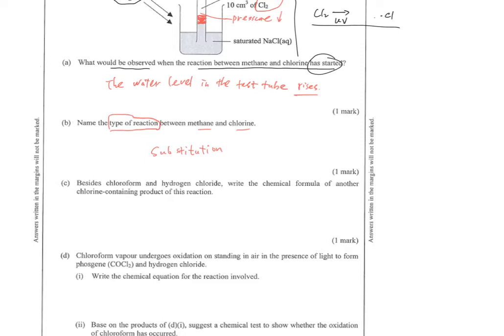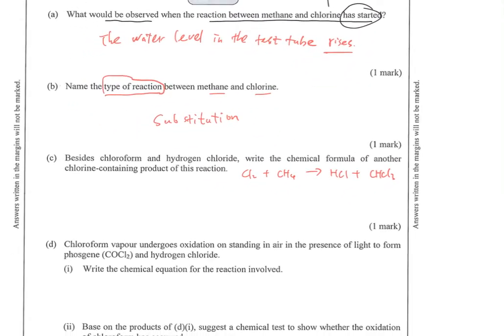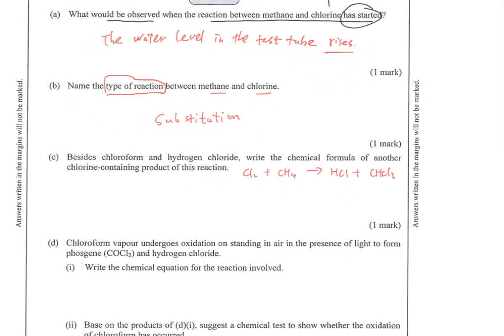And then besides chloroform, hydrogen chloride is formed. So that means that Cl2 plus CH4 will form HCl and chloroform, CHCl3, okay? And write the chemical formula for another chlorine-containing product of this reaction. So this was a mono substitution. CHCl3 is only one of the products.